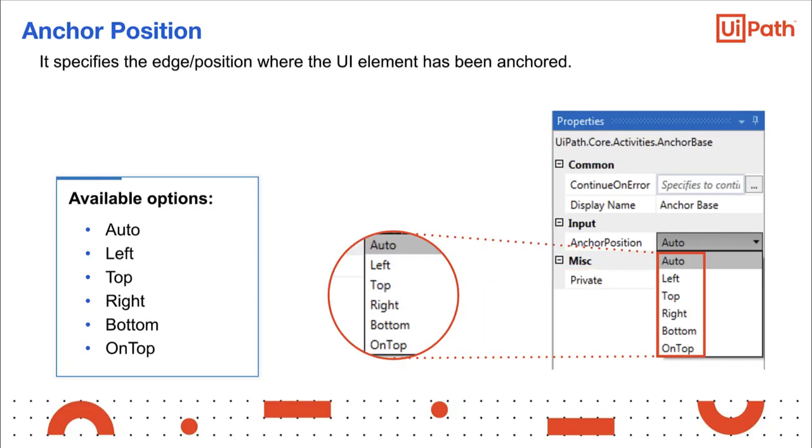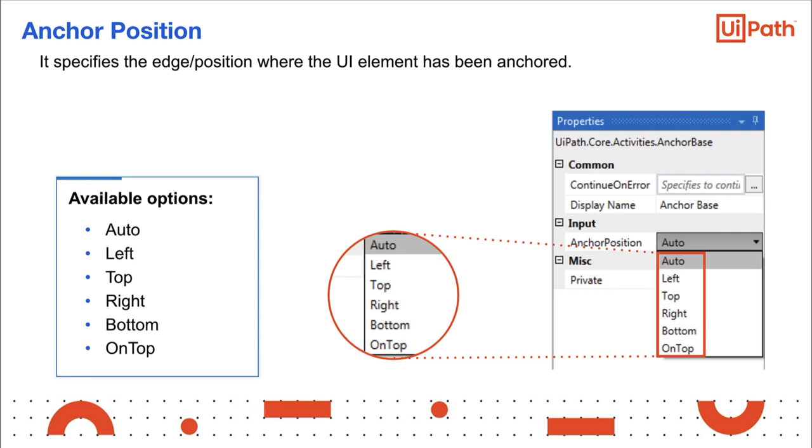Anchor position is the property under the input category of anchor base, and it is one of the key properties of anchors. It refers to the edge or position where the UI element has been anchored. There are 6 options that can be used by the anchor position property. When auto is chosen, the UI element closest to the container is searched. When there are UI elements in all directions and at equal distance, then the anchor-based activity will search for the UI element in the order of right, left, and bottom.